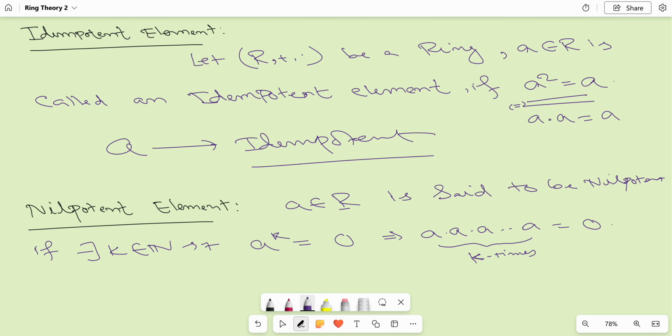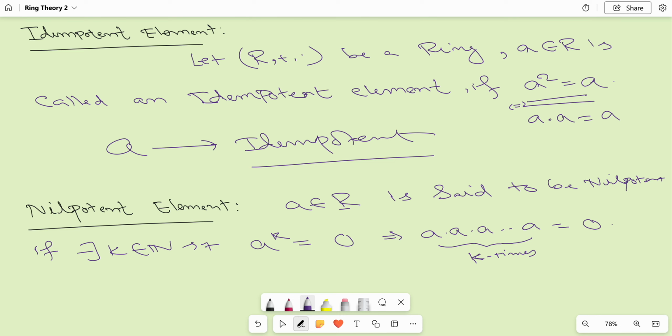So the definition is clear. Now I am going to write a question here. This has been asked in one of the most prestigious institute exams, so I will write this question.